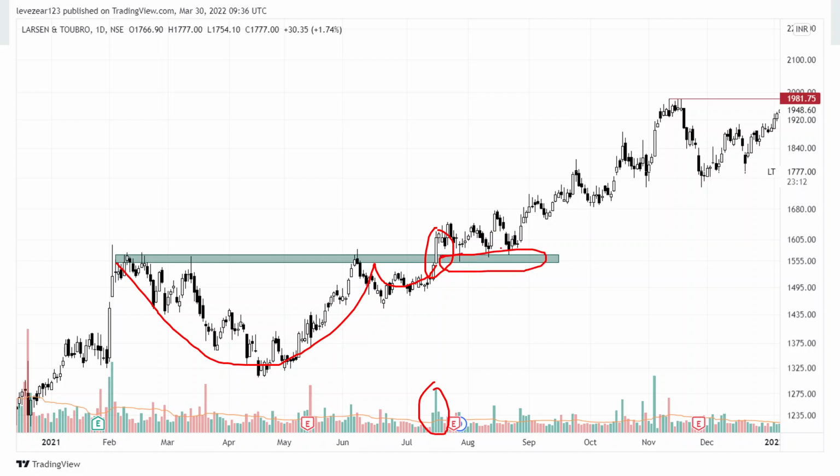That is the most basic thing in technical analysis: support turning into resistance and resistance turning into support. So as you can see here, once it broke out, the resistance acted as a support and the price went up.